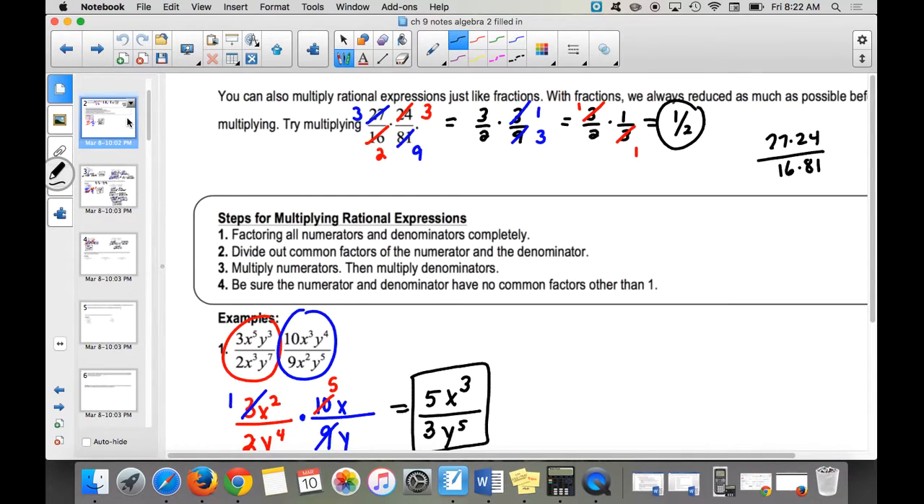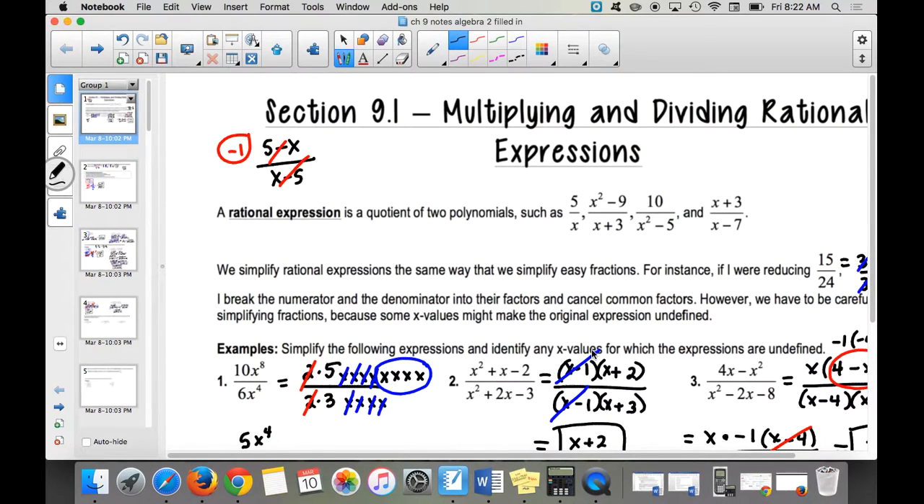I don't know if we talked about this before, but when you have a rational expression like 5 over x, x squared minus 9 over x plus 3, 10 over x squared minus 5, there are certain things I can't plug in for x because it makes it undefined. So with 5 over x, what can I not plug in for x? Because I'll get 0 in the denominator. 0, right?